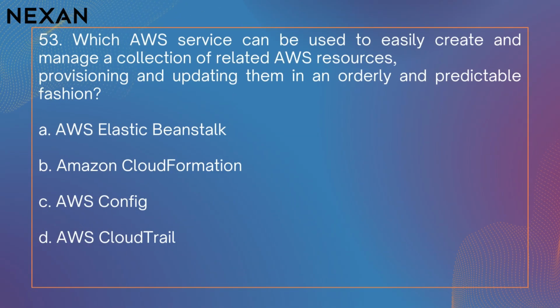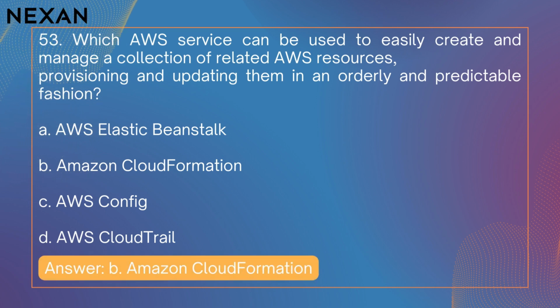53. Which AWS service can be used to easily create and manage a collection of related AWS resources, provisioning and updating them in an orderly and predictable fashion? A. AWS Elastic Beanstalk. B. Amazon CloudFormation. C. AWS Config. D. AWS CloudTrail. Answer: B. Amazon CloudFormation.